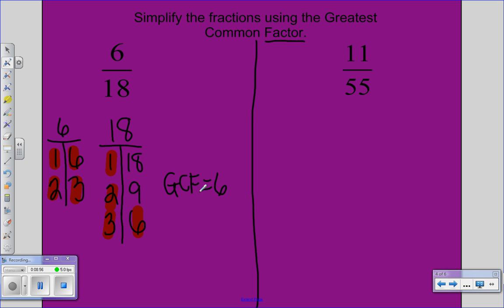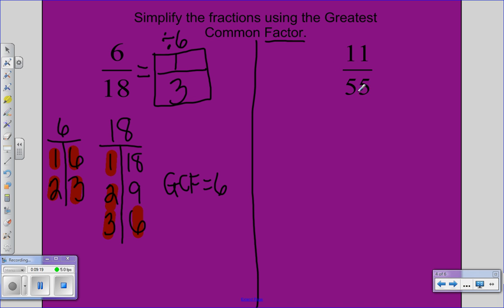After you have that GCF, you're going to come back up here and simplify this fraction using that 6, that GCF. So you're going to divide by 6. 6 divided by 6 is 1. 18 divided by 6 is 3. So 6/18 simplified is going to be 1/3. Ooh, good work, 5th graders.